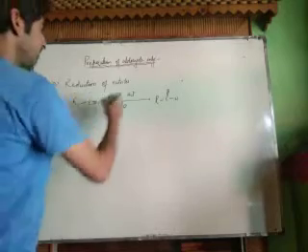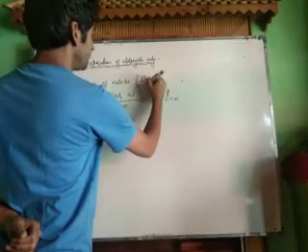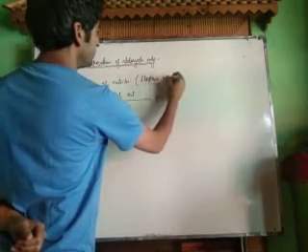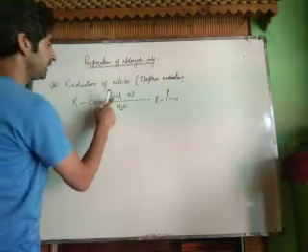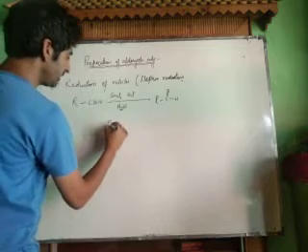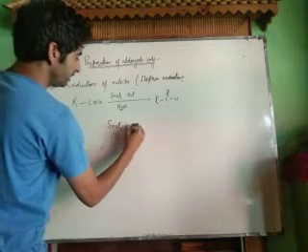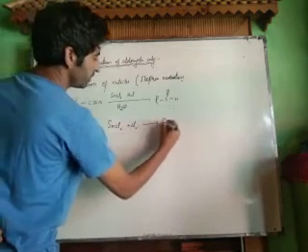This reaction is known as Stephan reduction. Now, how does the reaction take place? First, tin chloride SnCl2 combines with chlorine, and it gives SnCl4.